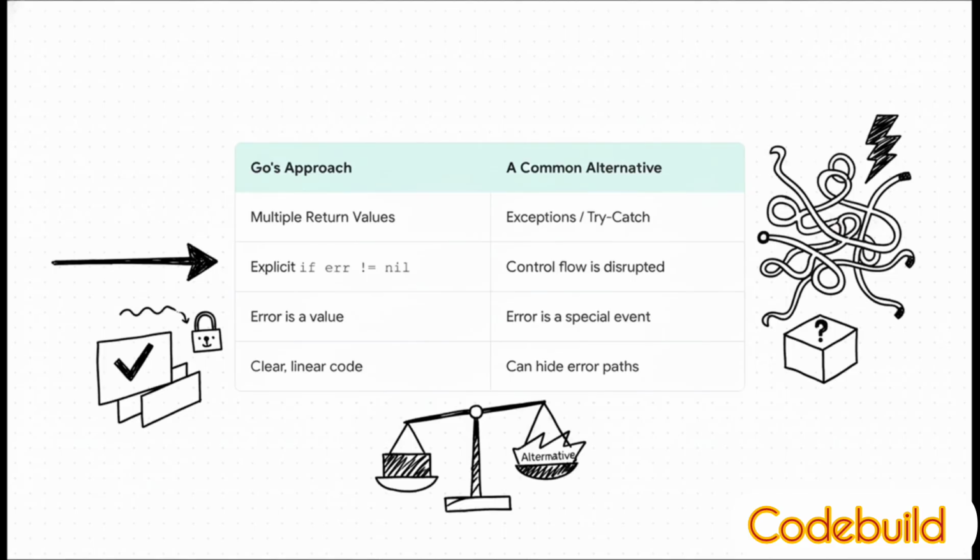In a lot of other languages, you have exceptions. An error happens and boom, execution stops and jumps to some catch block way over there. But in Go, an error is just another value. It's nothing special. This was a very deliberate choice to force you, the developer, to confront errors immediately. By making you write that if error not equal to nil check, the code becomes way more linear and predictable. There are no hidden surprises.